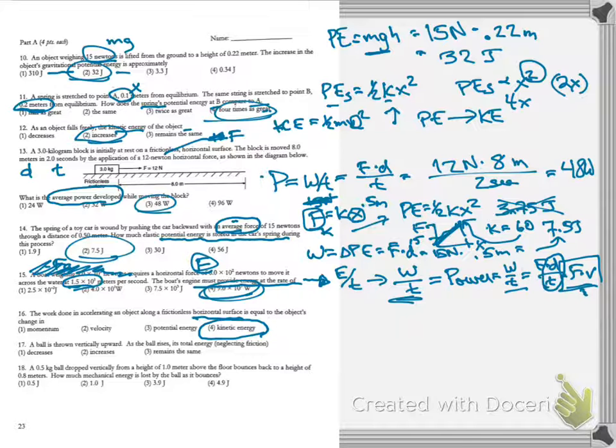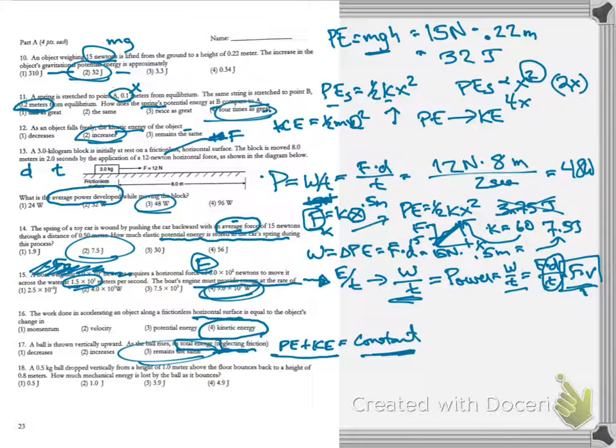A ball is thrown vertically upward. As the ball rises, its total energy doesn't change, especially if you neglect friction. PE and KE will be constant. So that's going to remain the same the entire time. Read it carefully. Don't be tricked. PE will go up, KE will go down, but the sum of the two will stay constant.